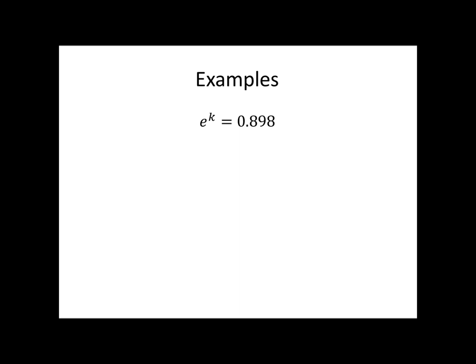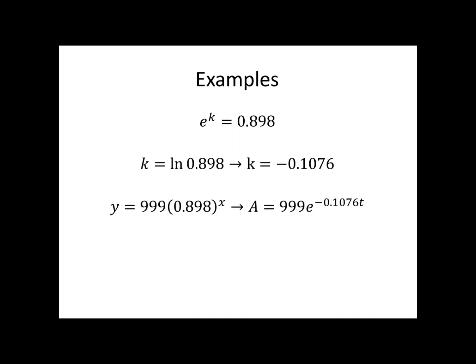Now, solving this is not a big deal. We take the natural log of both sides. K equals the natural log of 0.898. Go ahead, punch that into your calculator. That means that k is equal to negative 0.1076. So that means that y equals 999 times 0.898 to the x can be rewritten in the form A equals 999 e to the negative 0.1076 t.